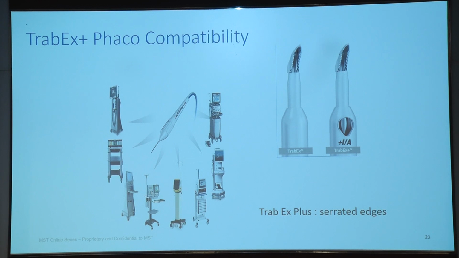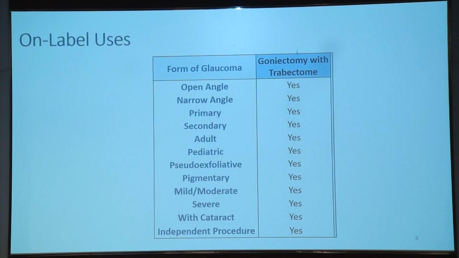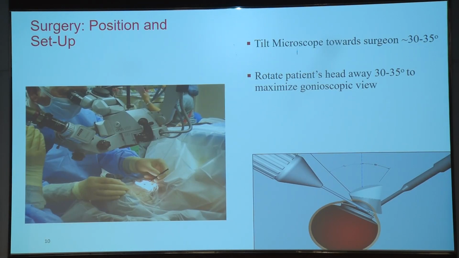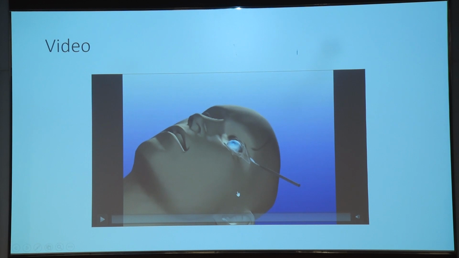It can be attached to the phaco, so phaco compatibility is also there. It can be used in all types of glaucomas, even in narrow angle glaucomas after a patent PI, and even in congenital glaucoma. And Dr. Mahesh has already discussed the position and setup of the patient for any goniotomy procedure.